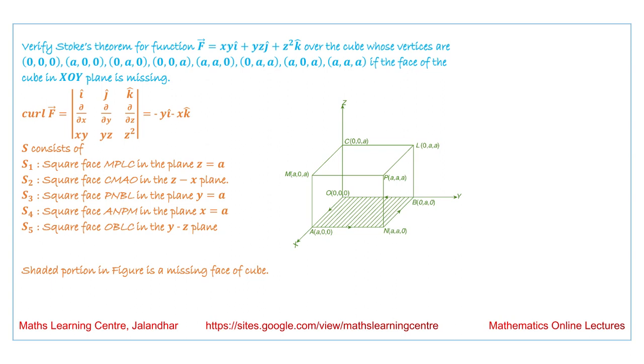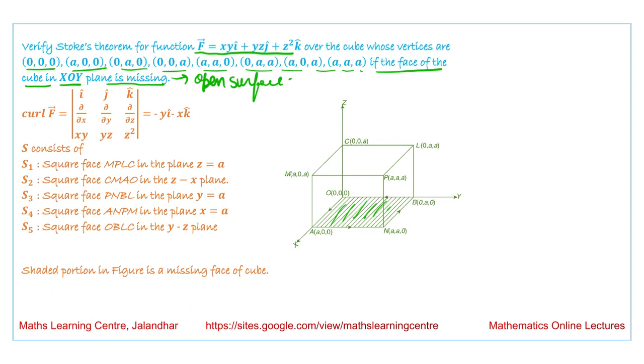Next, verify Stokes theorem for this function over the cube whose vertices are given, if the face of the cube in the xy plane is missing. Why are we saying so? Because we require the surface to be an open surface, it should not be closed. So this portion of the plane is missing.